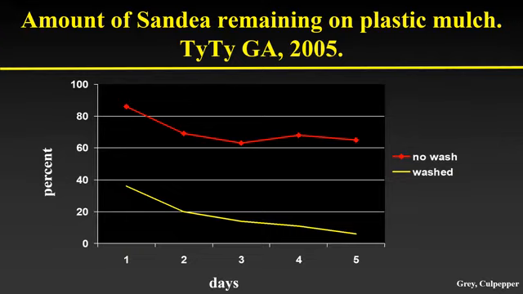Then you have two lines. The red line is where the mulch was not washed. You can see Sandea is very stable in the environment and it will sit on that plastic. The yellow line, interestingly, shows you where we irrigated a half inch each day. So a half inch on day 1, day 2, 3, 4, and 5. So by here, this is 2½ inches of rain that have occurred, yet we still have Sandea on the mulch. So this is an example of a herbicide that you cannot effectively remove from the mulch.